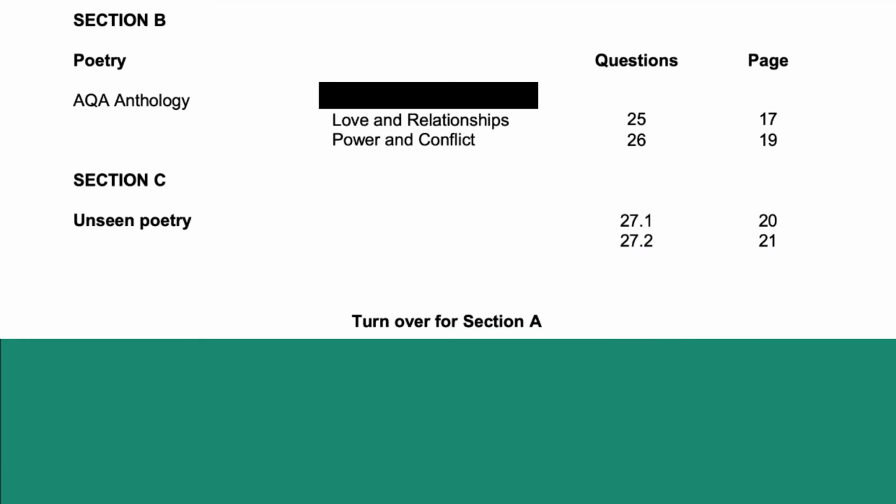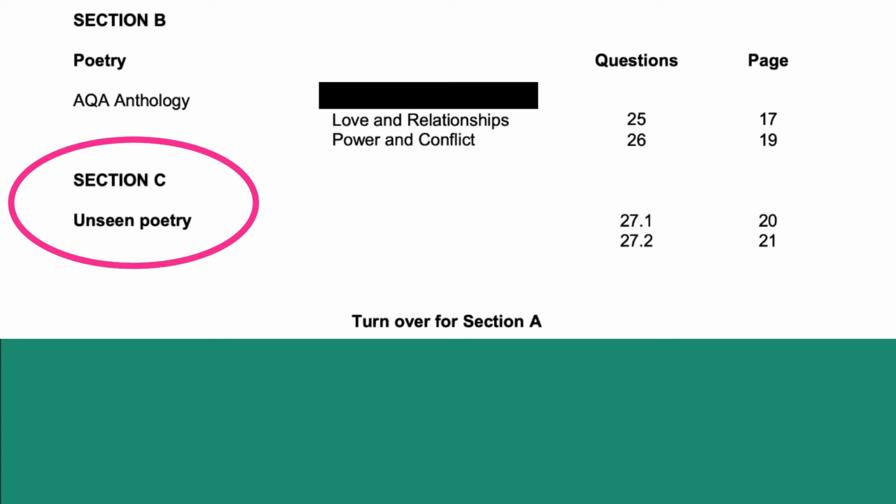Moving on to section B, this is the poetry anthology section, and again, you have to select the anthology you have studied in class with your teacher. Choose from either Love and Relationships, Power and Conflict, which are the 2 most commonly studied collections, and new for 2024 exam is Worlds and Lives, which some schools will have studied for the first time this year.